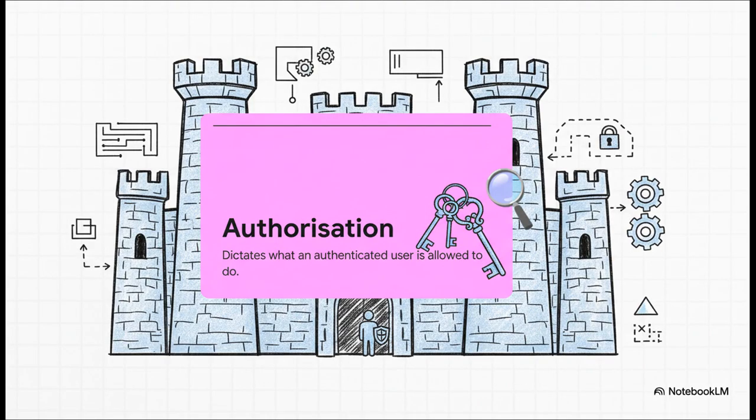Now, once you're authenticated, authorization takes over. This is what defines what you're actually allowed to do. Just because you have a key to get in the front door of the building doesn't mean you can waltz into the CEO's office.